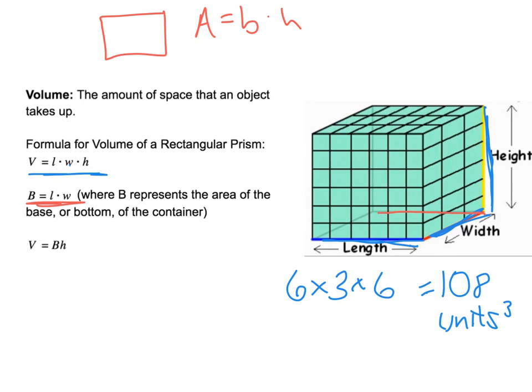So the base would be this whole area down here, all this area that's taken up at the bottom of our object. That's your base, and we'd find that by multiplying length times width. So we could also then say that the volume is capital B, being the area of the base, times the height. And remember that because B is simply length times width, then this formula and this formula are essentially the same.